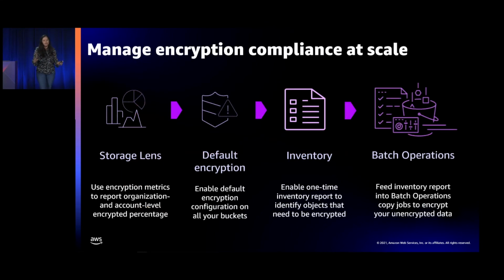To summarize, you can use Storage Lens to get an organization-wide summary of your encryption metrics. You can use default encryption to mandate that encryption of all new data to your buckets will be enabled. You can enable inventory reports to identify objects that need to be encrypted. And lastly, use batch operations to create encrypted copies of your unencrypted objects.